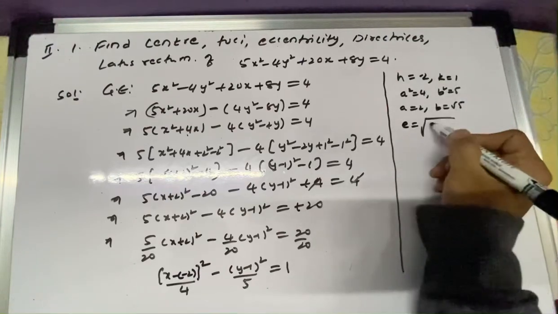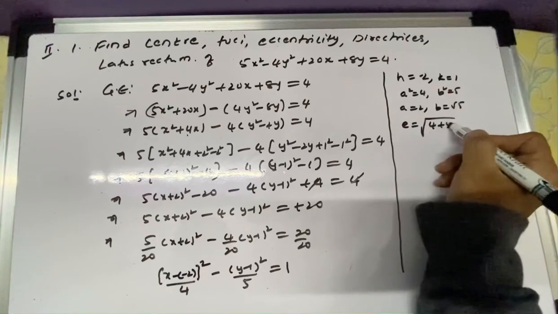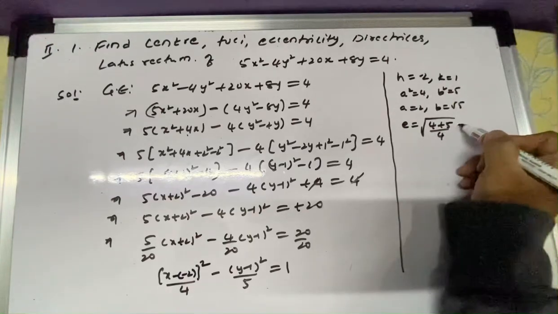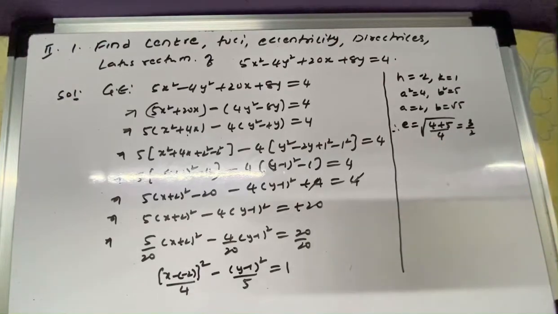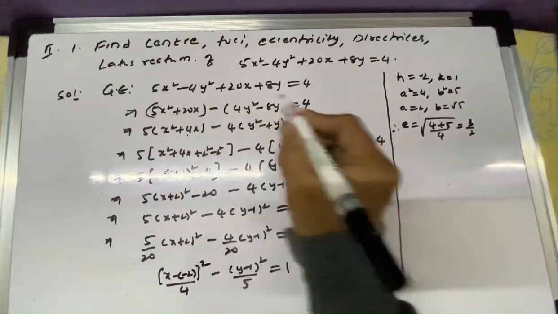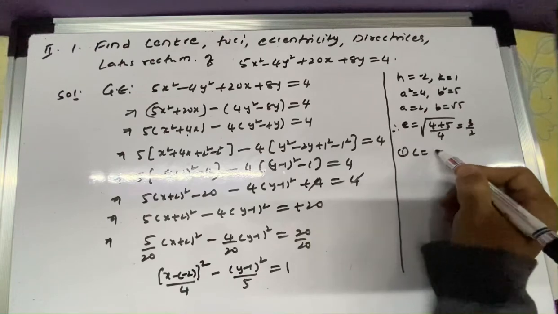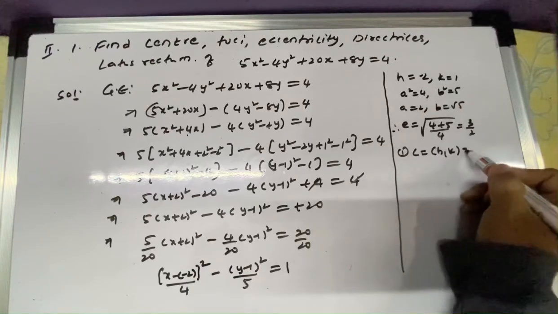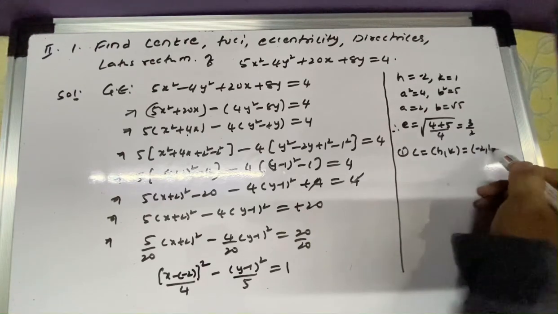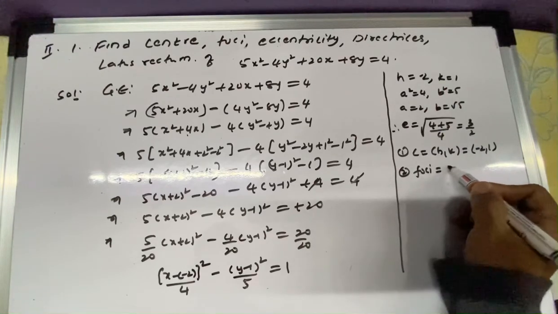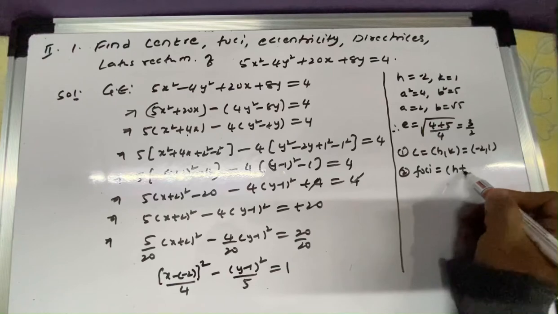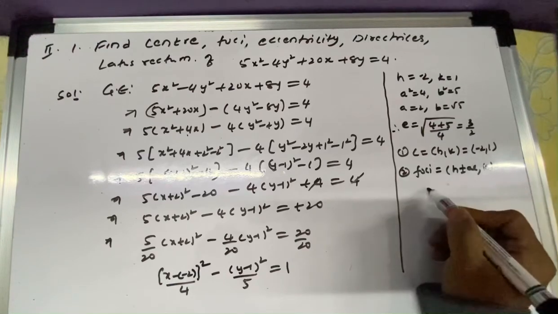Eccentricity is root of (a square plus b square) by a square. Root 9 by 4, 3 by 2. So this is the eccentricity value. Once we have all this, we can find center. Center is h comma k, because we have both the values. h comma k is center. Second one, foci. Foci is h plus or minus ae comma k.